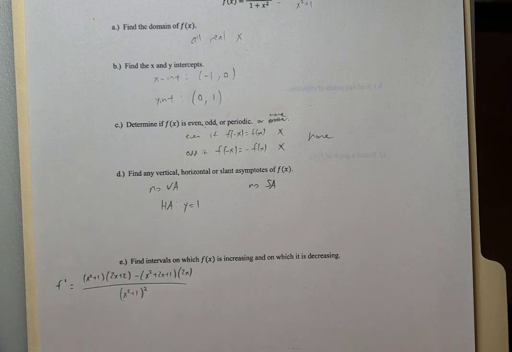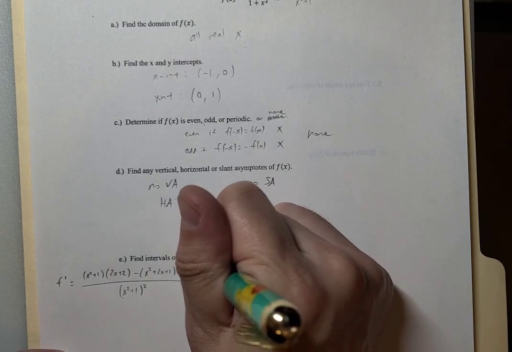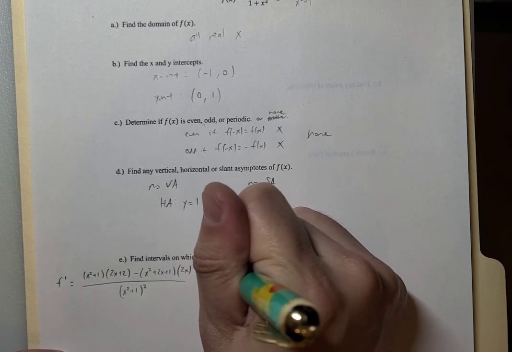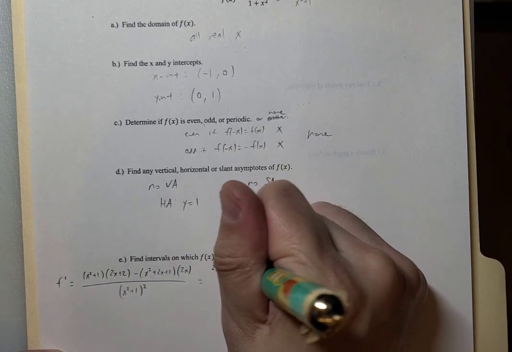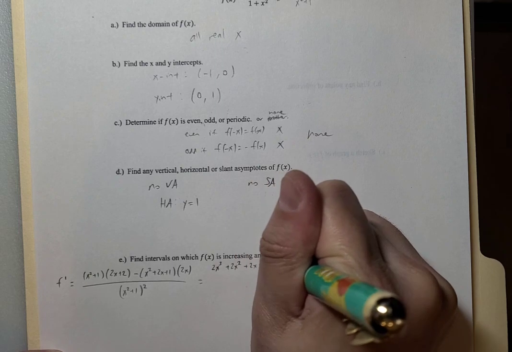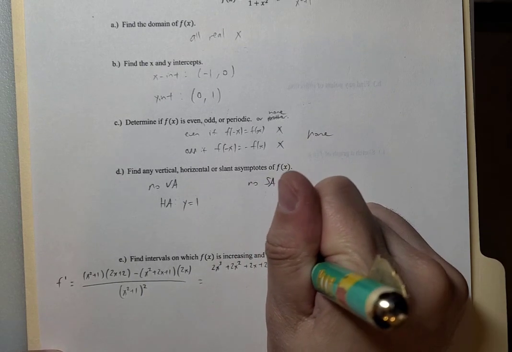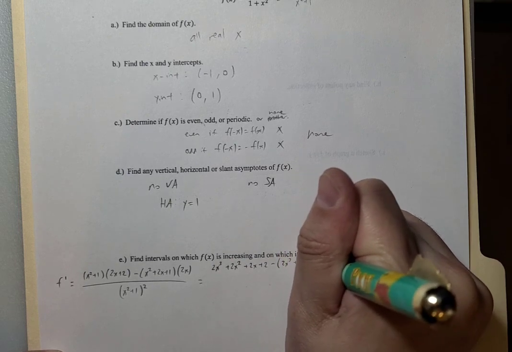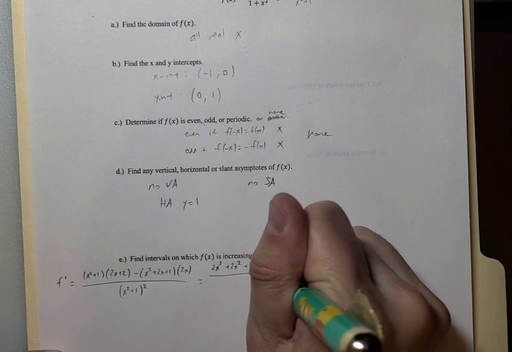Let's simplify because we need to set it equal to 0 and find the critical points, okay? Excuse me. So let's expand this whole thing out. Okay, so it'll be 2x cubed plus 2x squared, right? And then plus 2x plus 2 minus parentheses. I'm distributing this 2x to all these now. 2x cubed plus 4x squared plus 2x all over x squared plus 1 squared.